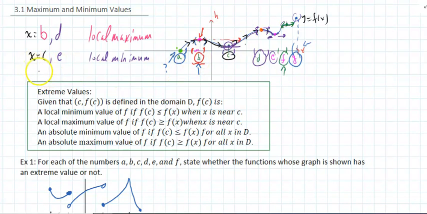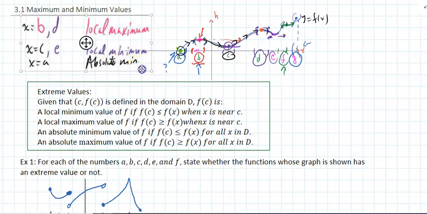But if I look at A, I notice that's the lowest y value of them all. We say that's the absolute minimum. And when I look at G, I notice that x equal G, this y value is the highest of them all, so we say that's an absolute maximum.